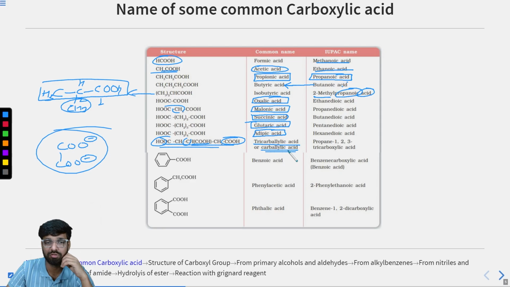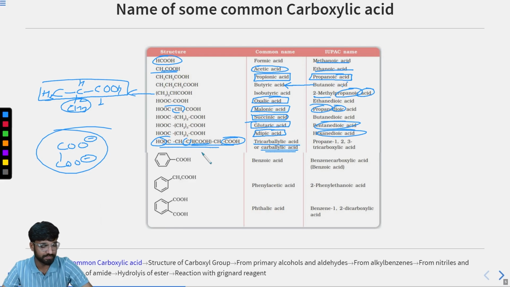Now if you look at the corresponding nomenclature, so 3 carbons, so propane dioic for 2 carboxylic acids. Then again we have 2 carboxylic acids but 4 carbons, so butane dioic acid. Then pentane dioic acid. Further we have hexane dioic acid for 6 carbons, 4 carbons in this bracket, and 2 on the carboxylic acids, so hexane dioic. Then we can have propane 1,2,3 tricarboxylic acid.